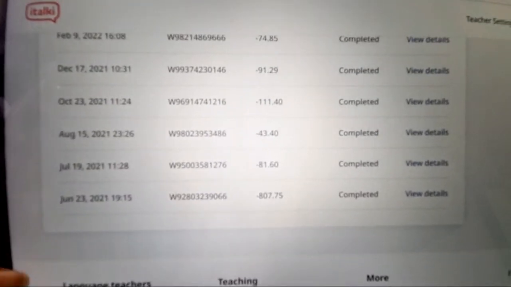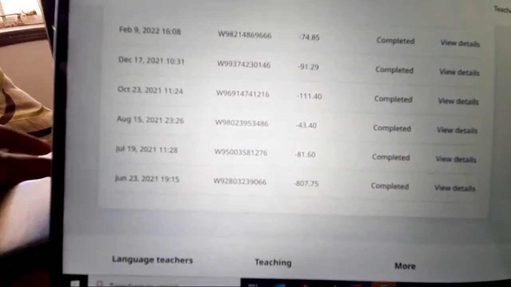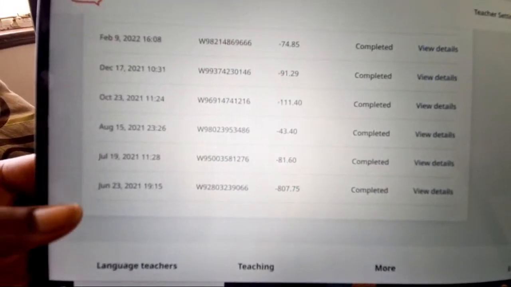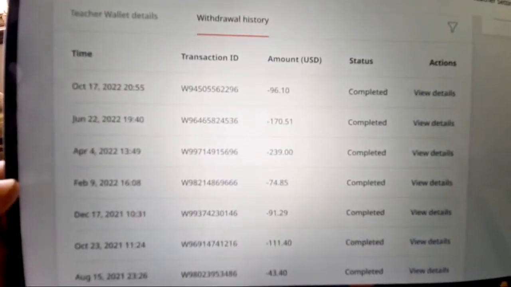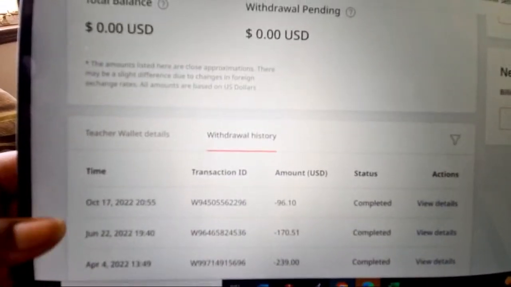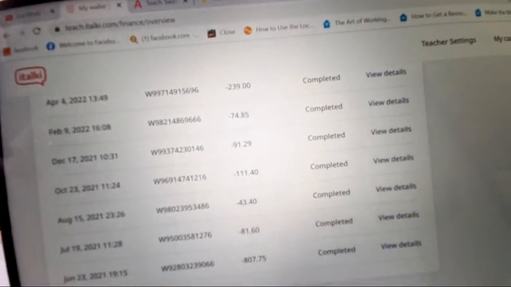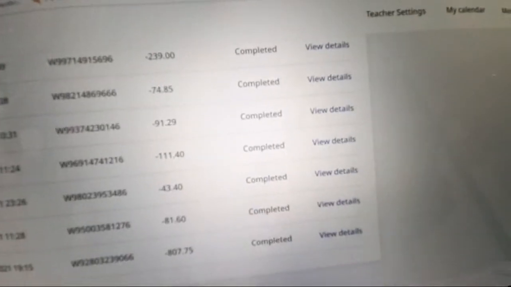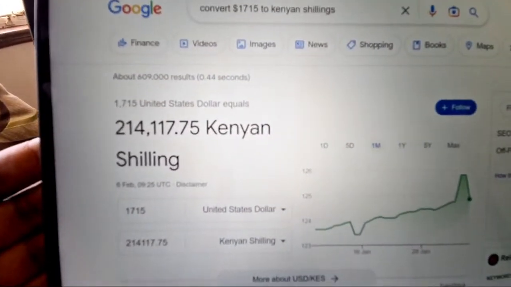I haven't been teaching for a while now, but I taught for about a year and then I stopped. So this is what I have made so far, and this money is in US dollars. The last time I taught was in 2022. And this is the withdrawal history, you can see in US dollars. So I did an Excel sheet, and this is what it comes to, 1,715.9 US dollars. And when I converted it to Kenya shillings, this is what it came to.